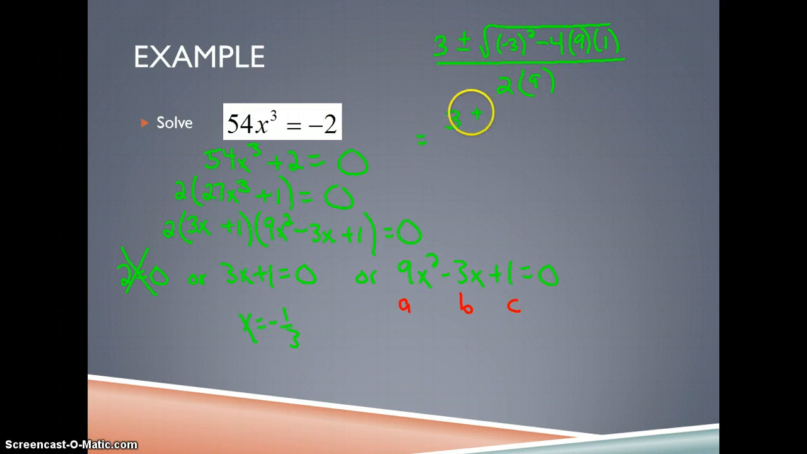So we have 3 plus or minus the square root. I get 9 minus 36. That's negative 25 all over 18. This is 3 plus or minus 5i all over 18. Final answer there. Again, we may need to apply the quadratic formula. That's especially going to be the case when we have a sum or difference of cubes.